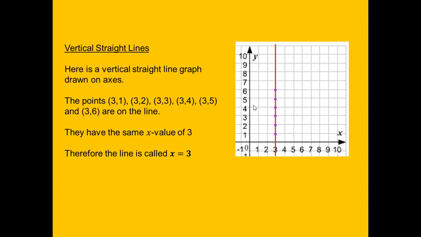What do all of these coordinates have in common? They all have an x coordinate of 3. Therefore, that means any point on that line has an x coordinate of 3. So we call that line x is equal to 3. Does that make sense? So another way to remember it is anytime you've got x is equal to something, that is a vertical straight line, and y is equal to something will be a horizontal straight line.